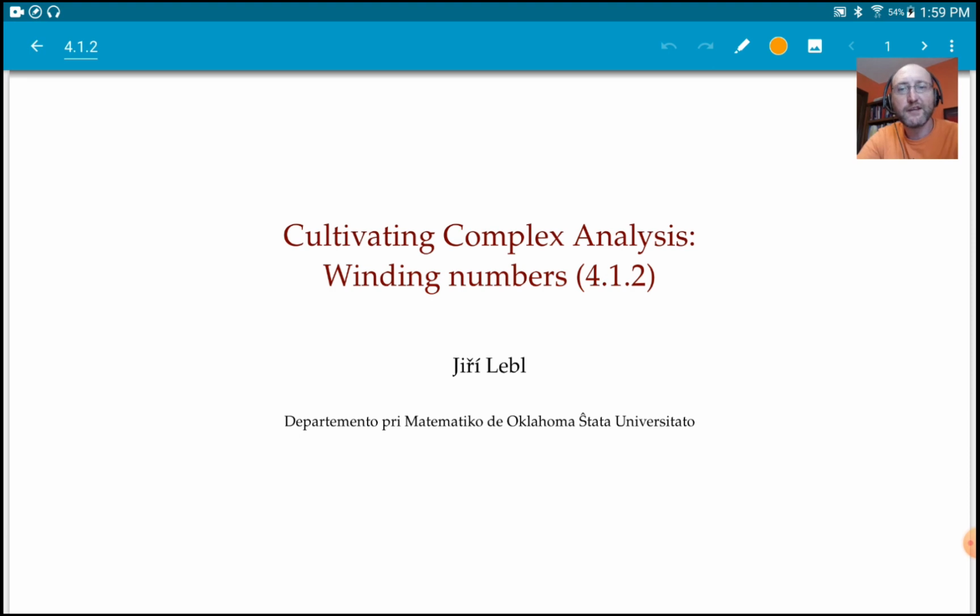So today we're going to be talking about winding numbers, and this is subsection 4.1.2 in the book.